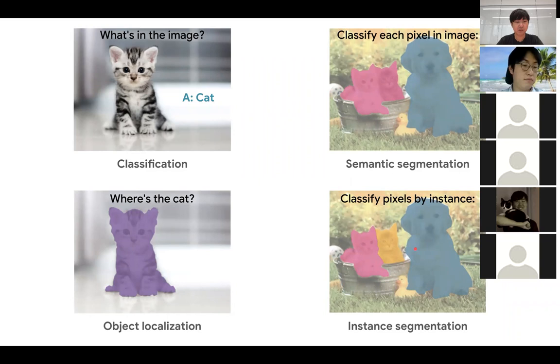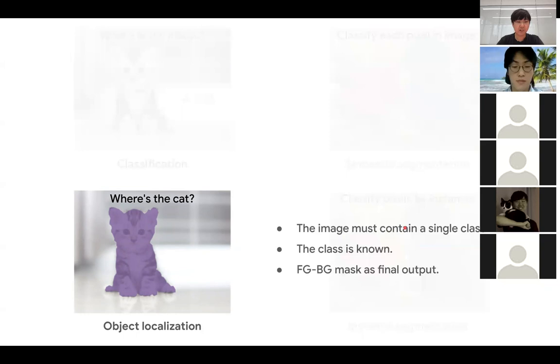In summary, the segmentation task assumes that there are multiple classes in the image and the classes are not known. In other words, the question of the segmentation task is what and where the objects are in this image. On the other hand, the question of object localization is where the object is. So object localization assumes that there is only a single class, and also we know the class.